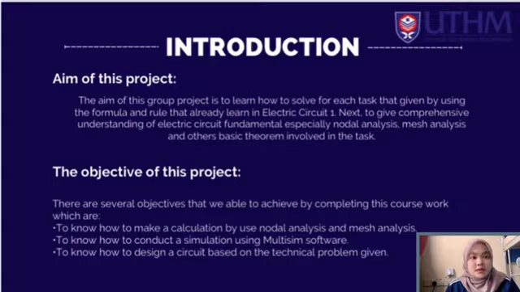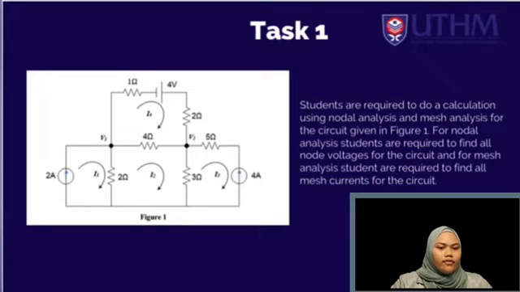For task 1, I will give it to Alia to explain how we solve the task. So, we are given task 1, which is students are required to do a calculation using nodal analysis and mesh analysis for the circuit given. For nodal analysis, students are required to find all the node voltages, and for the mesh analysis, students are required to find the mesh currents for the circuit.